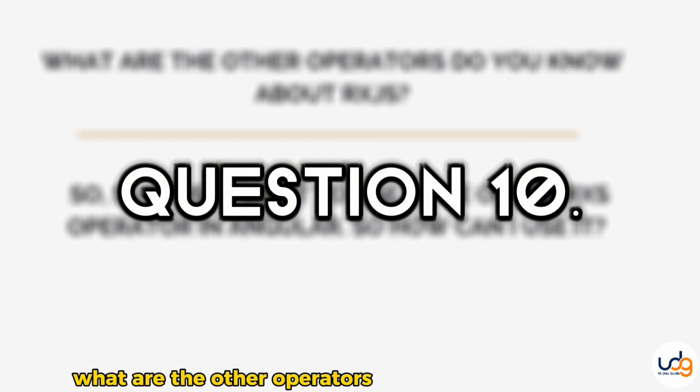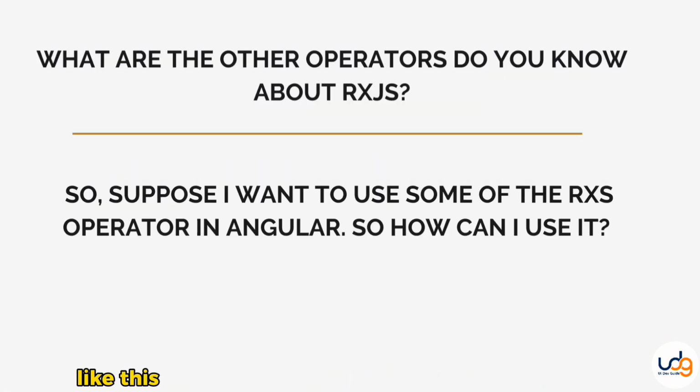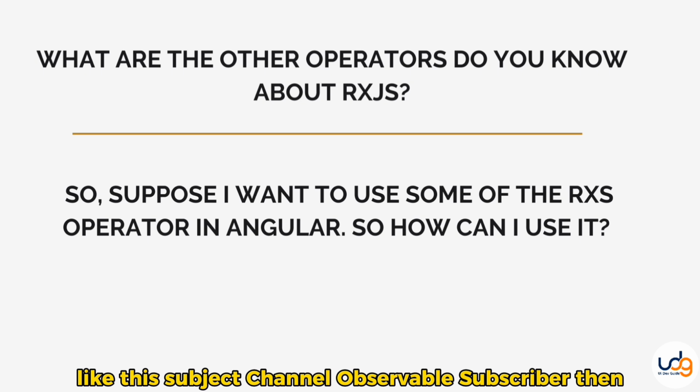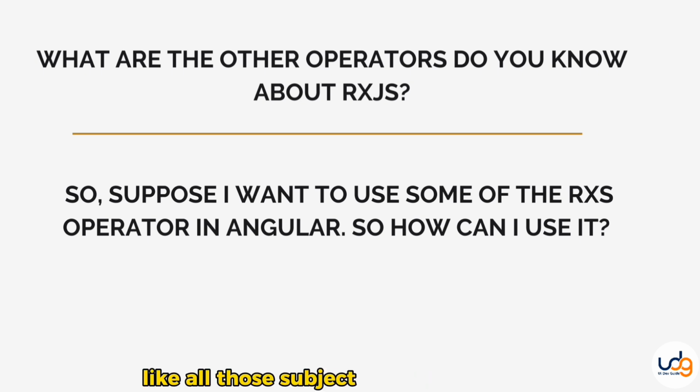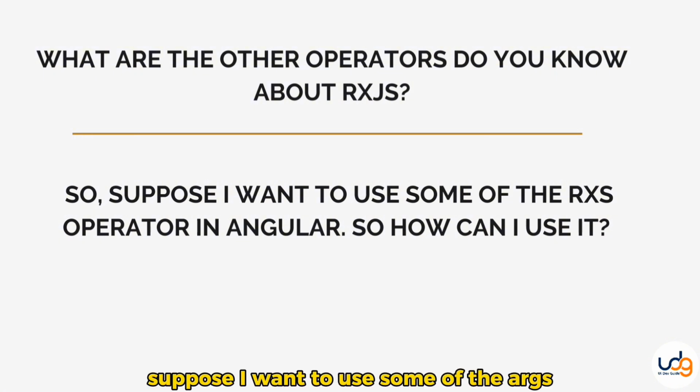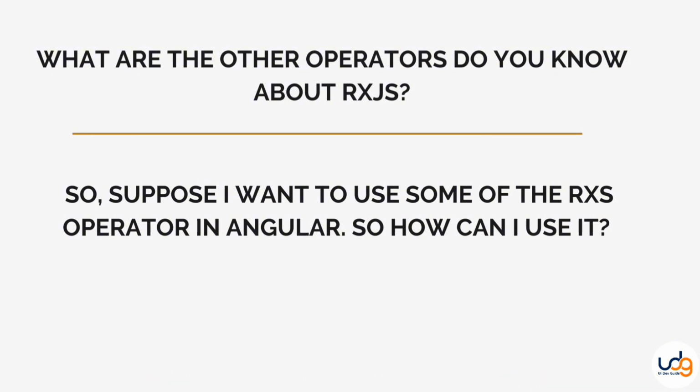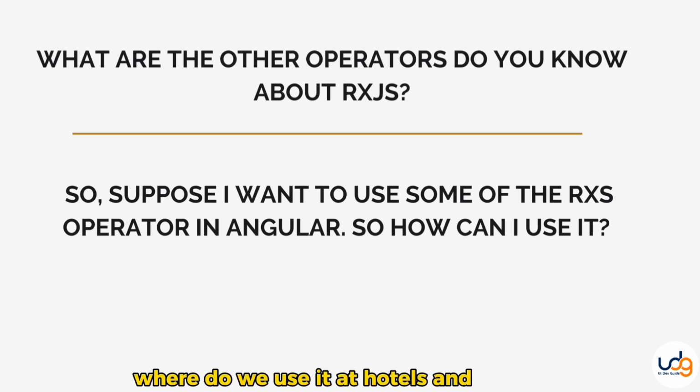What are the other operators you know about RxJS? Like subjects, I know observable, subscriber, then behavioral subject. All those subject related ones I have used. Okay, suppose I want to use some of the RxJS operators in Angular. How can I use it? Where do we use it? We can get it at the top and access it.